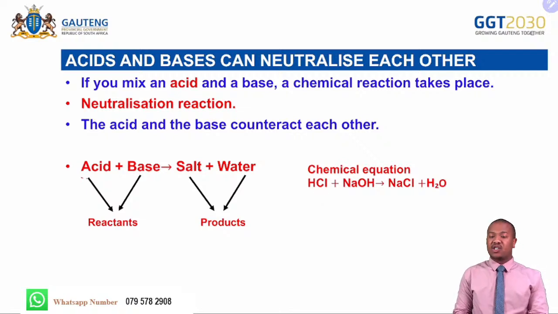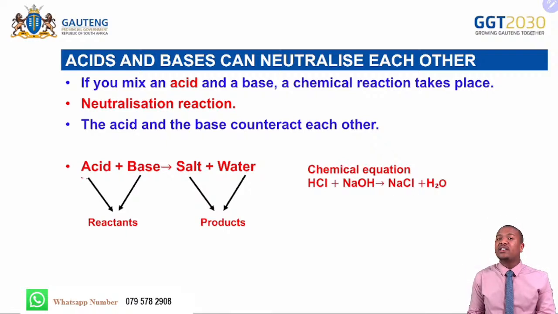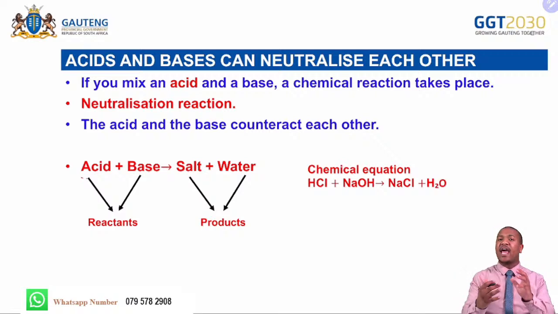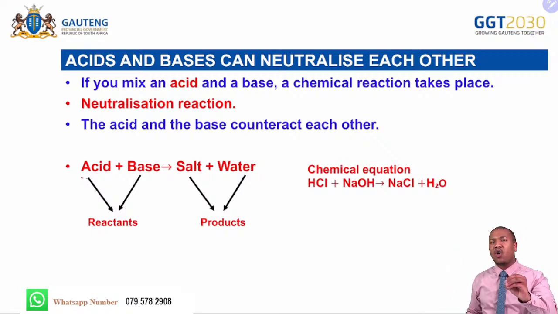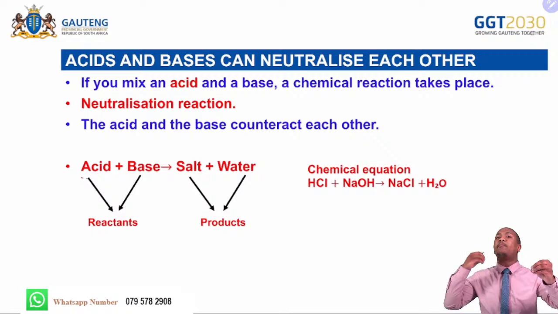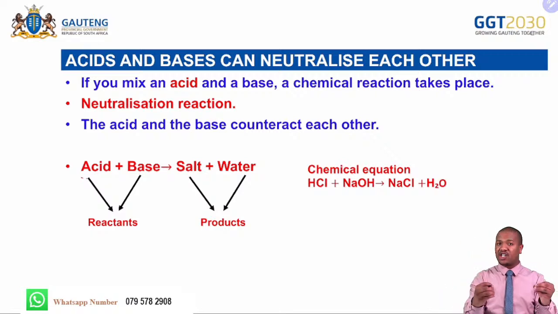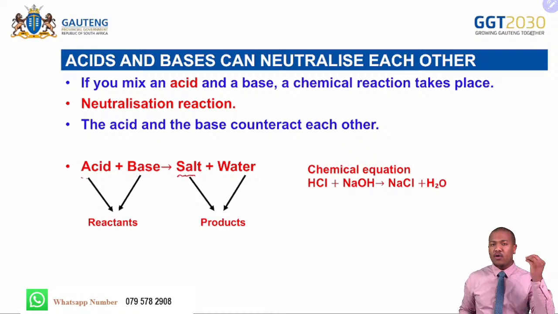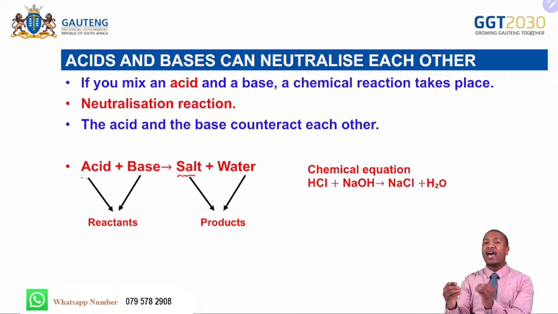Hydrochloric acid plus sodium hydroxide, forming sodium chloride plus H2O. Now, if you take note, sodium chloride is a type of salt, right? So it means what? The type of salt that is going to be formed at the end of the reaction depends on the type of acid and base that take part in the reaction to bring about that type of salt, right? As you see the general equation here, it says you mix an acid plus a base to form a salt and water.